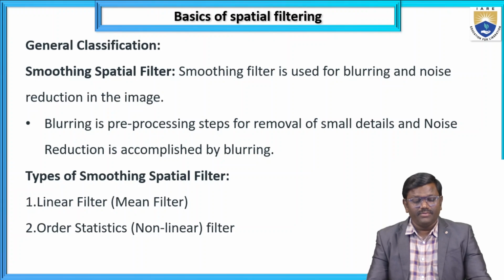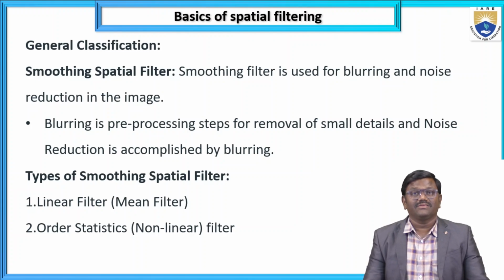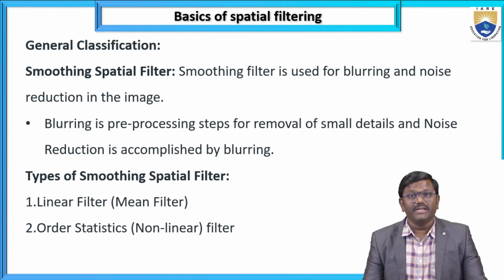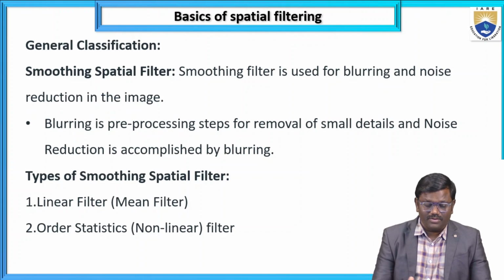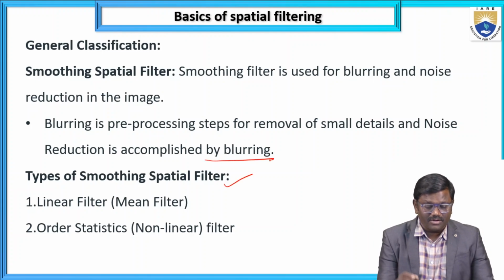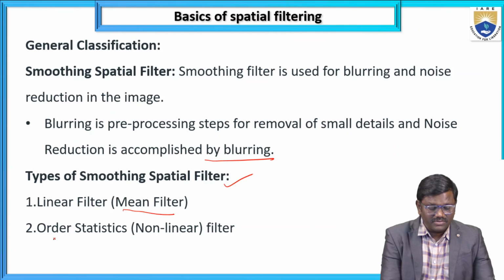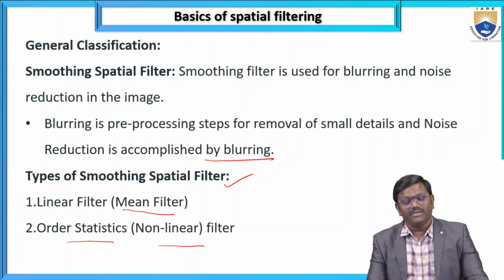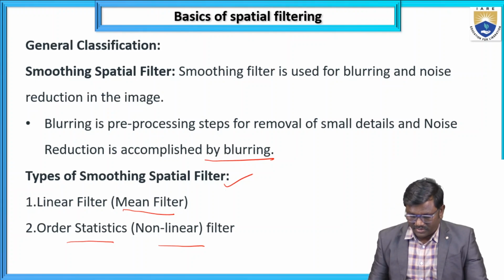Such a filter we extend in terms of the general classification of spatial filtering, which we also call smoothing spatial filtering. A smoothing filter is used for blurring and noise reduction in the image. Blurring is a pre-processing step for removal of small details, and noise reduction is accomplished by blurring. The types of smoothing spatial filter with respect to blurring are the linear filter, which is nothing but the mean filter, and the order statistics filter, which is called the nonlinear filter. The nonlinear filter is always based on order statistics.